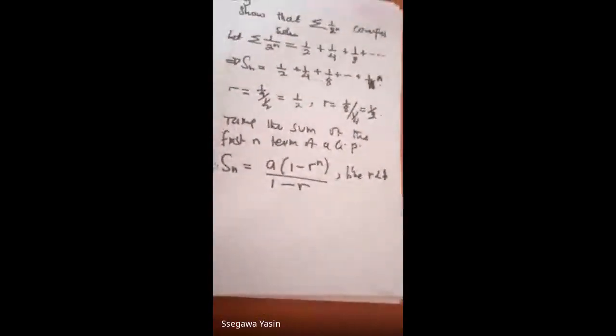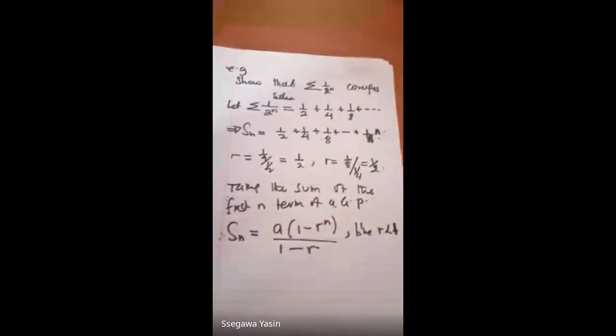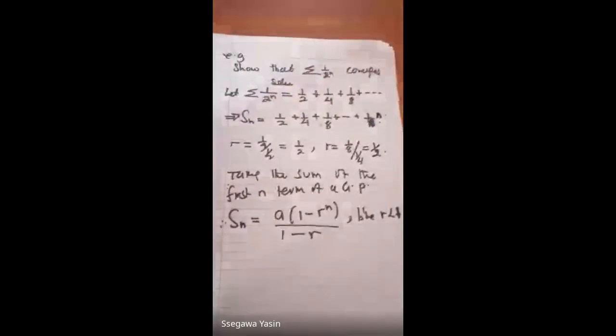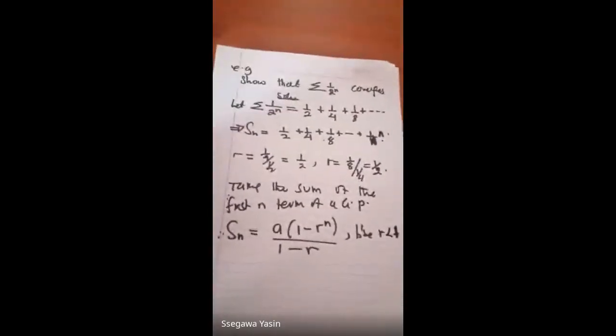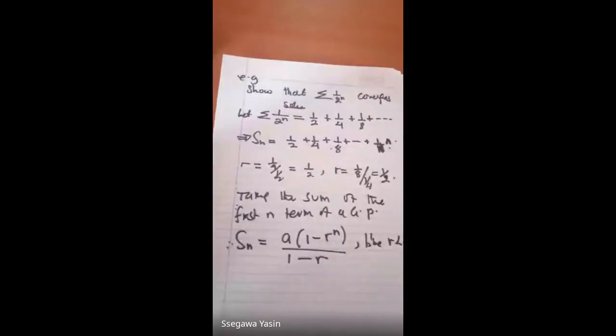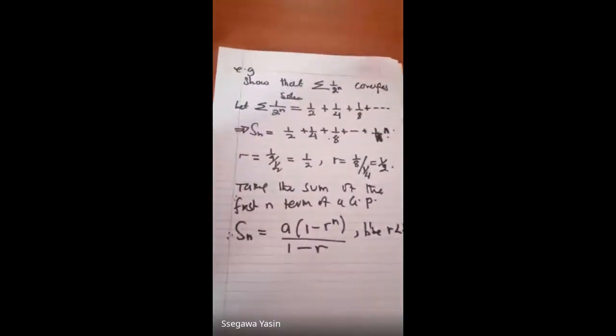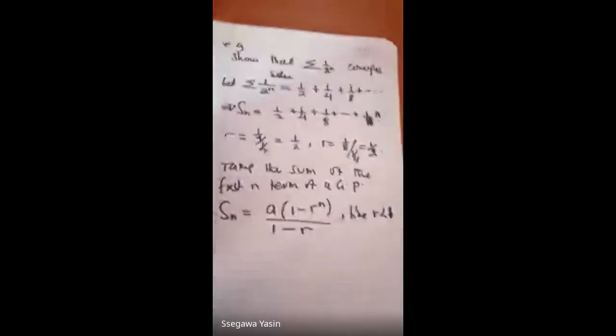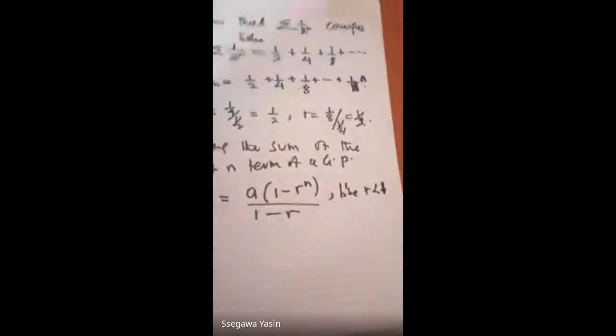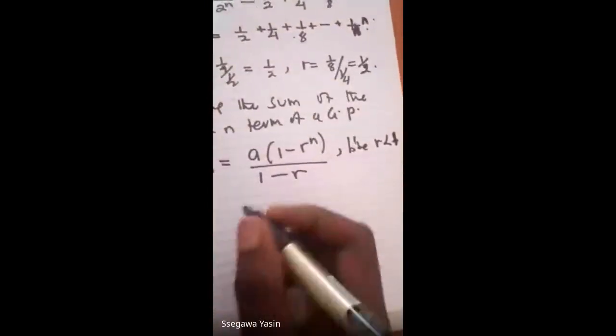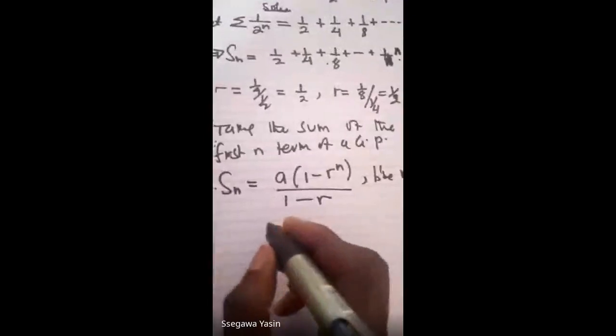Remember, we said if you have a situation where R is greater than 1, we know what to do, that we interchange this part here. We take R to the n minus 1 over R minus 1. Then we try to see what next. I think you remember I talked about it last time, so I'm sure you know.